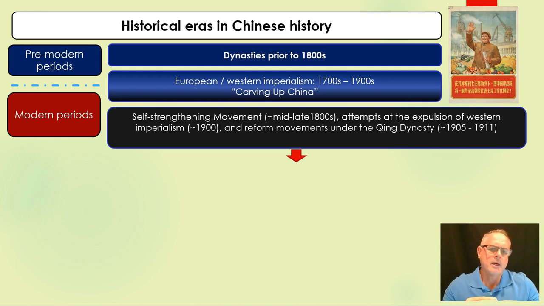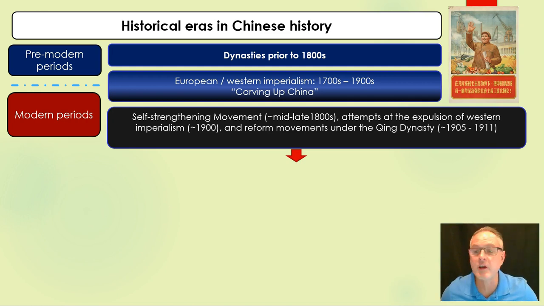So during this self-strengthening movement, there are a number of rebellions. There's a number of attempts to expel Western imperialism from China. There's the Opium Wars, there's the Taiping Rebellion, and later the Boxer Rebellion, in which there are attempts by the Chinese to throw European influences out. All were ultimately unsuccessful. The Qing dynasty between 1905 thereabouts and 1911 actually attempts to modernize and reform itself, but it tends to be too little too late.